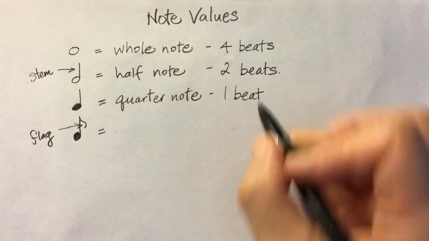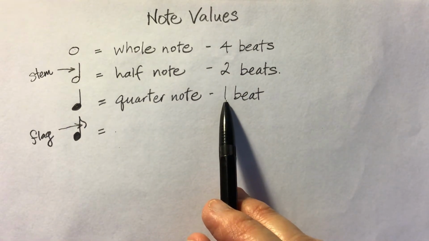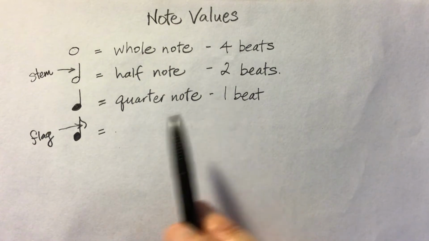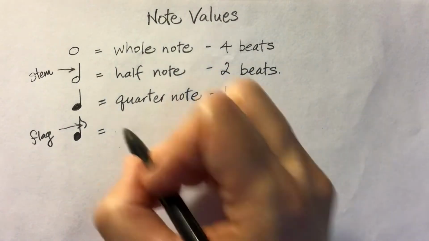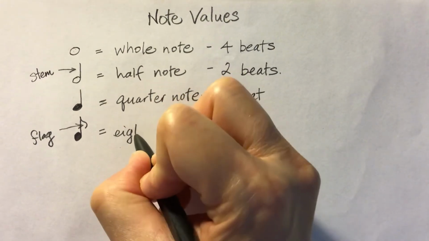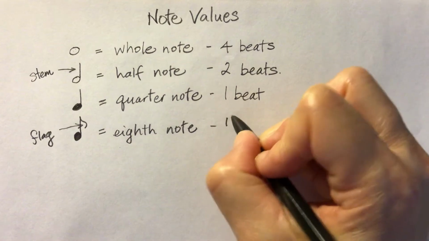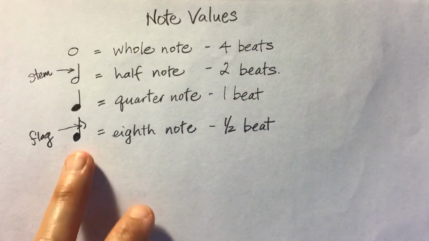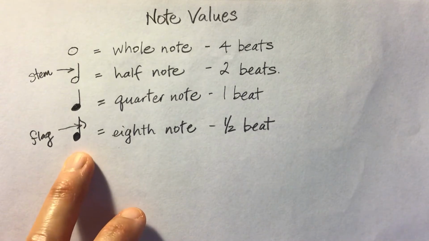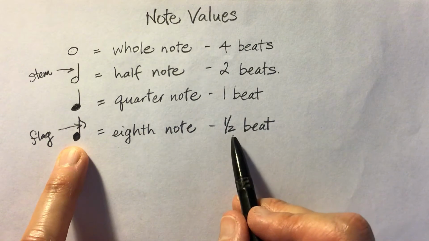And this, again, becomes half the value of the previous note. So if a quarter note is 1 beat, the next note value, can you guess what the name of it's going to be? Yeah, eighth note. And that's going to only be worth half a beat. So let me stop here for 1 second. The eighth note, if I just have one of them, is only worth half a beat.